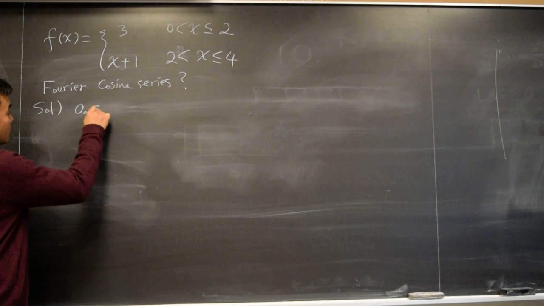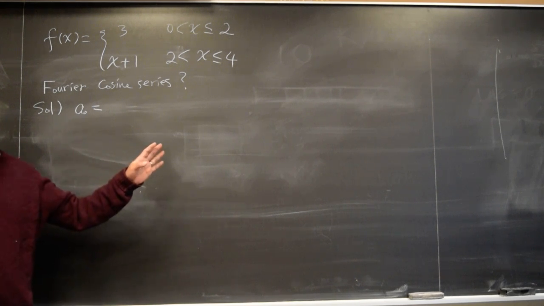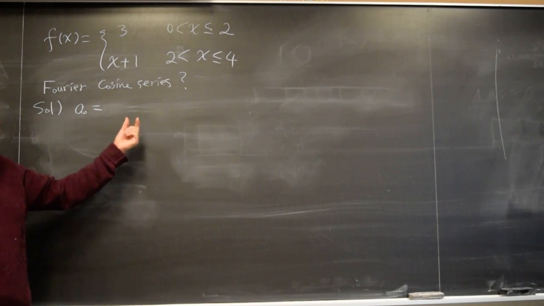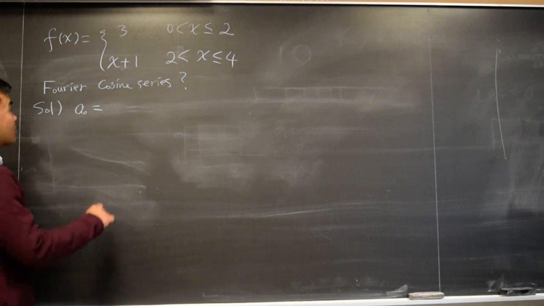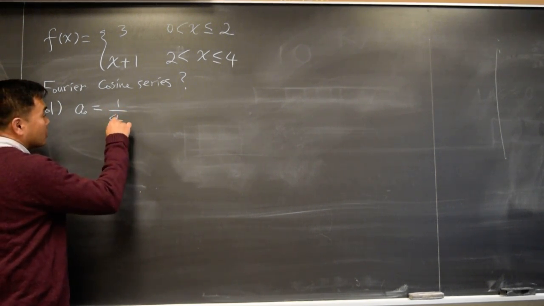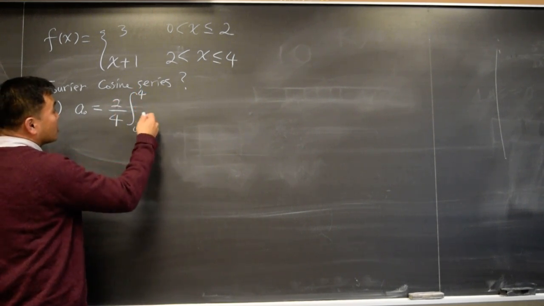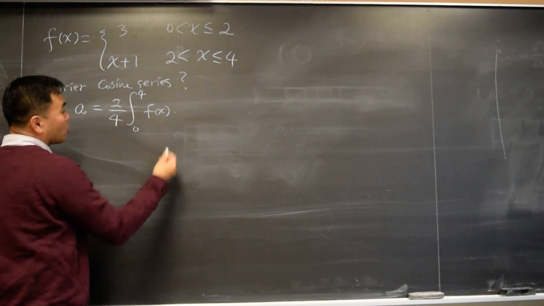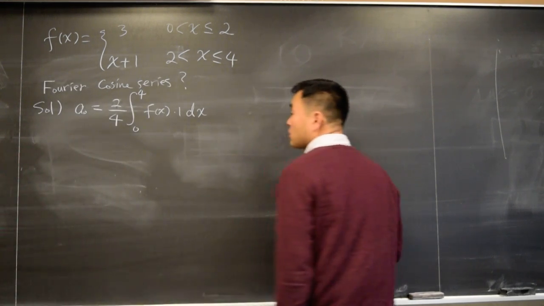Now, these are just simply integration problems. The only difficulty is that now, when you integrate from 0 to 4, you actually have to cut the integration into 2, and you need one integral from 0 to 2, and then another integral from 2 to 4. That's what's needed. So 1 over 4, 0 to 4, actually 2 over 4, sorry. 2 over 4, 0 to 4, f of x times cosine of 0, that's just 1. This is the integral that you have to calculate.